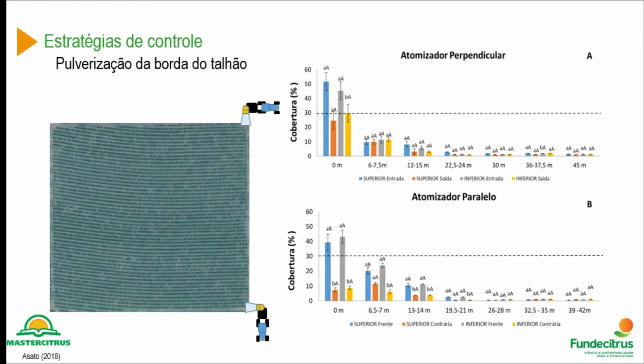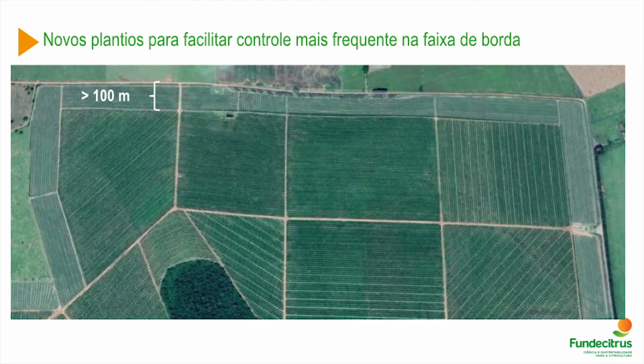When I have the spraying in a parallel direction, I just protect the front of the plant, and I don't even have coverage on the back of the plant. So that makes it very difficult to control. That type of spraying only will protect the first plant and not the whole plot, which is needed because the psyllids are not only in the first plant, they go to the inner part of the plot as well. And that suggests that we need to adopt smart strategies in which we will have different plantings.